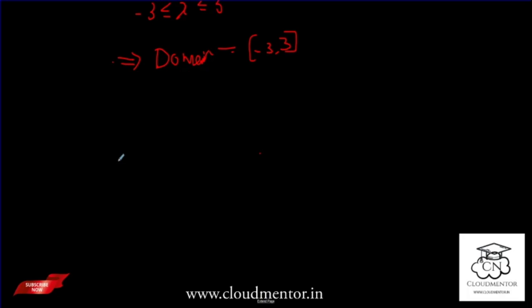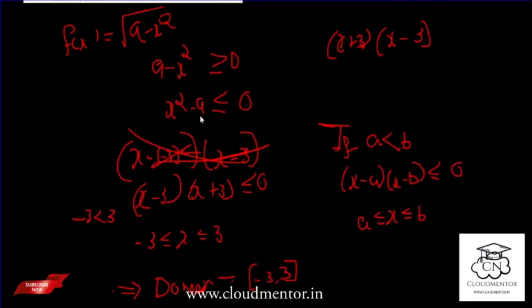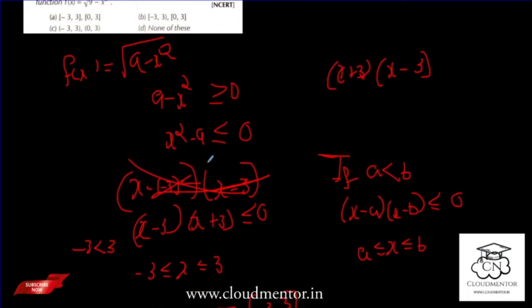Okay, for that, let f of x be equal to y, and then we can write it as y equal to f of x, which is root of 9 minus x square. Squaring on both sides we get y square equal to 9 minus x square, and from this we will get x square equal to 9 minus y square. We let this be equation 1.